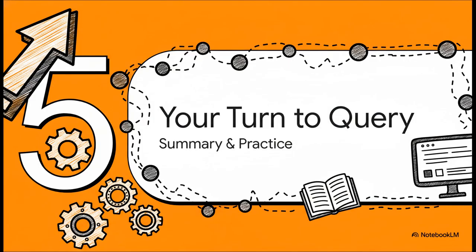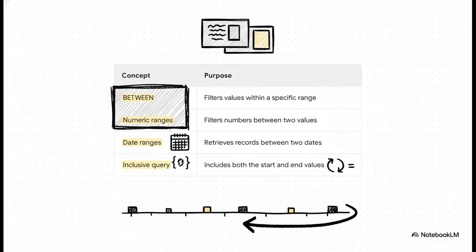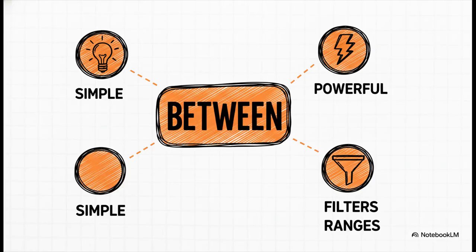All right, we've covered a lot of ground pretty quickly. So let's do a super quick summary of what we've learned and then get you set up to put all this into practice. So, to recap, between is your best friend for filtering data inside a specific range. It works beautifully for both numbers and dates. And, say it with me, most importantly, it is always inclusive, meaning it includes the start and end values in its search. And that's really the bottom line, isn't it? Between is a simple, highly readable, and really powerful tool that just cleans up your queries and makes filtering ranges incredibly intuitive.